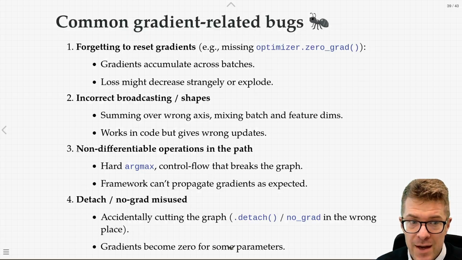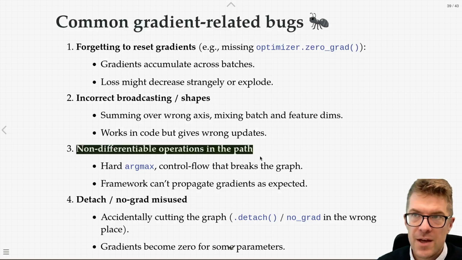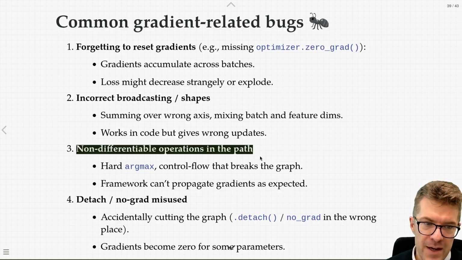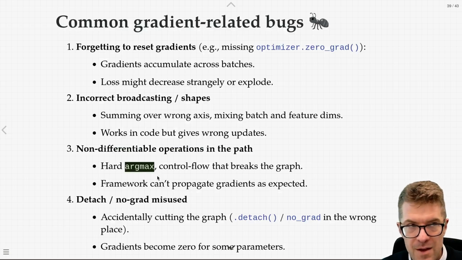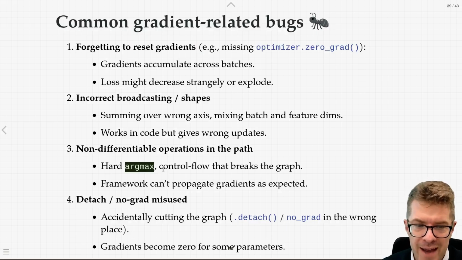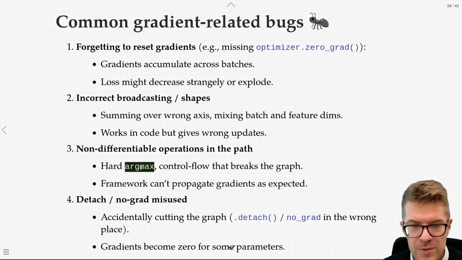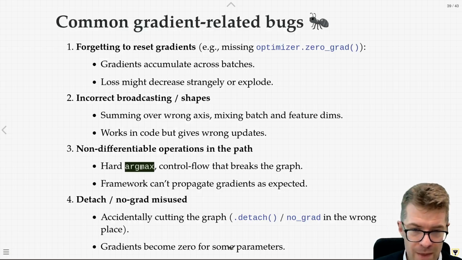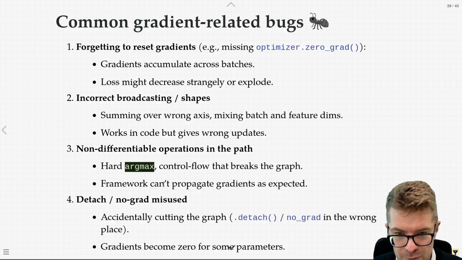Occasionally, you might have non-differentiable operations in the path. So a sequence of steps during a forward pass might involve something like an argmax. Argmax is a very common thing that we want to use in neural networks, but we can't train using argmaxes because argmax is not differentiable, so we can't pass information back through a graph in which there's an argmax. So that would break the process. So what can you do to get around that? That's the subject of future work.